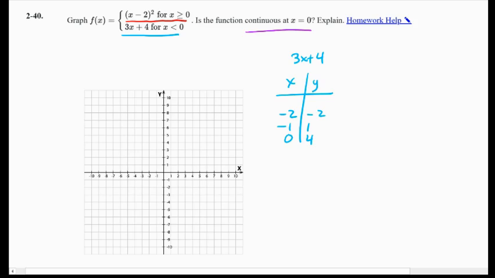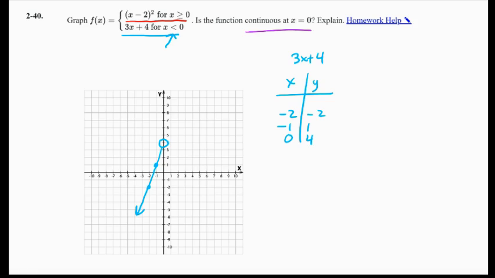And I'm just going to plot those points because it's a linear function. So this is where I have an open circle because it says just less than 0. -1, 1, -2, -2. And again, it's a linear function, so it's going to go on that general path forever.